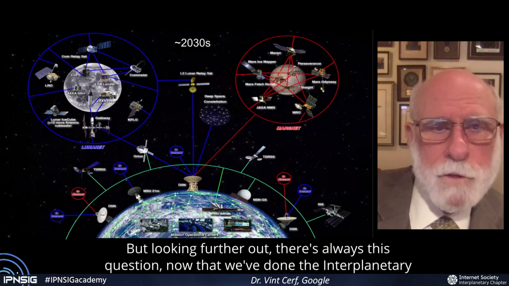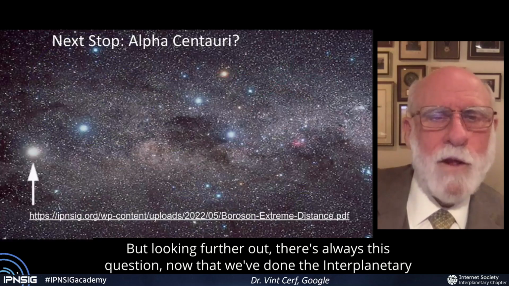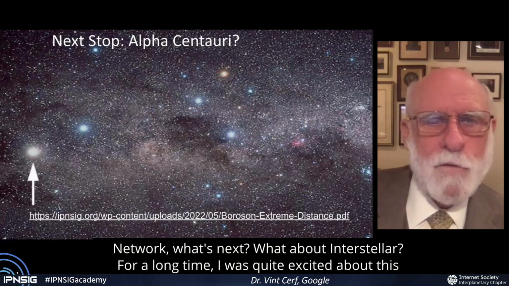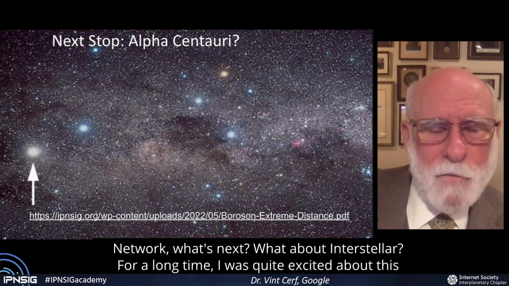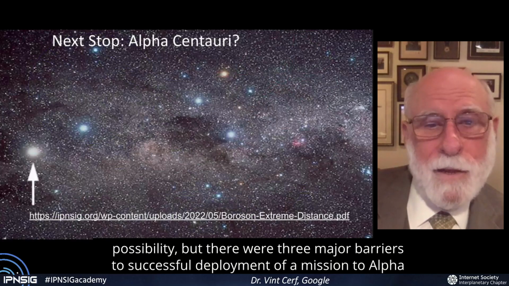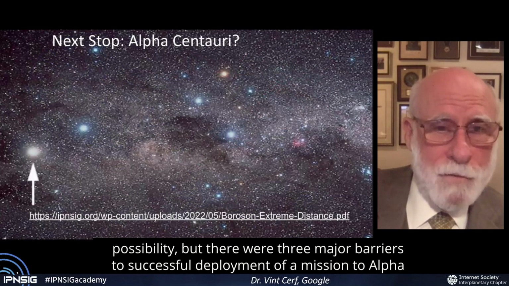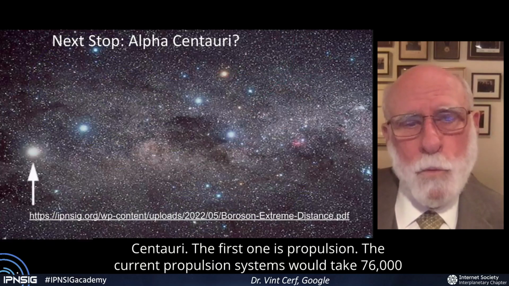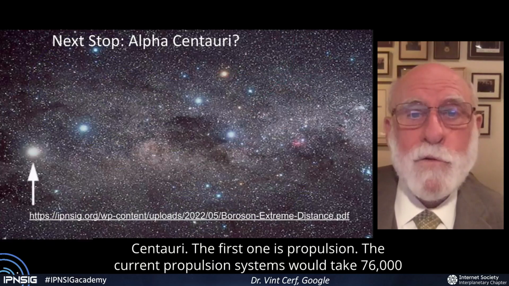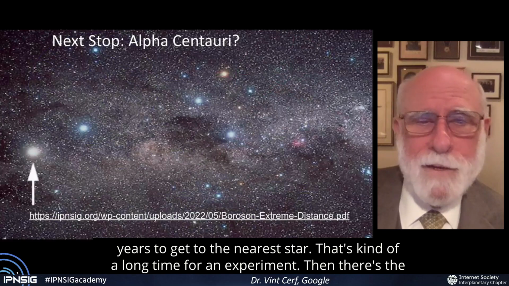But looking further out, there's always this question, now that we've done the interplanetary network, what's next? What about interstellar? And for a long time, I was quite excited about this possibility. But there were three major barriers to successful deployment of a mission to Alpha Centauri. The first one is propulsion. The current propulsion systems would take 76,000 years to get to the nearest star. That's kind of a long time for an experiment.